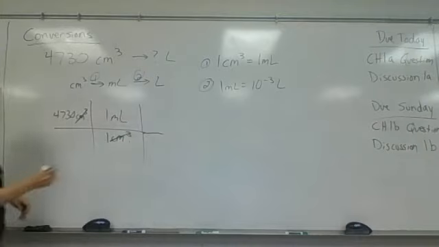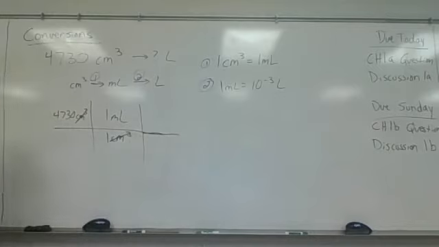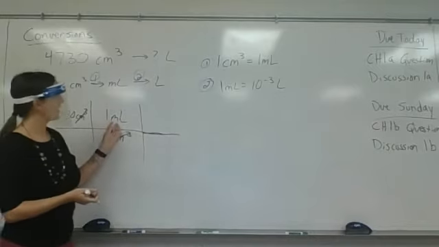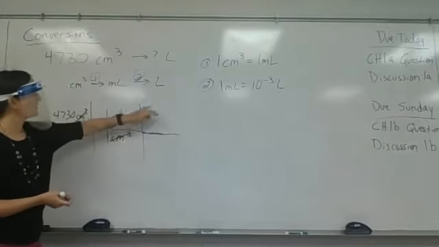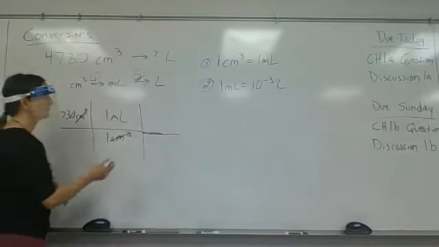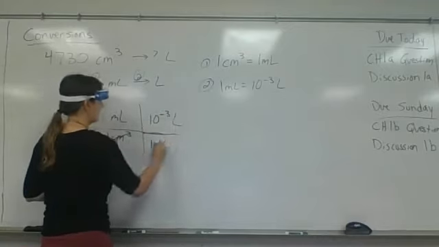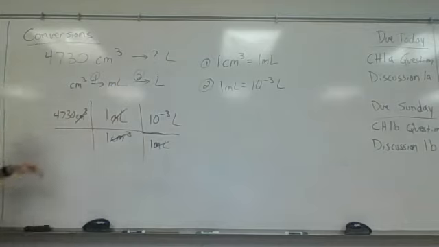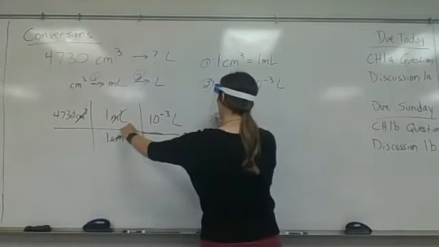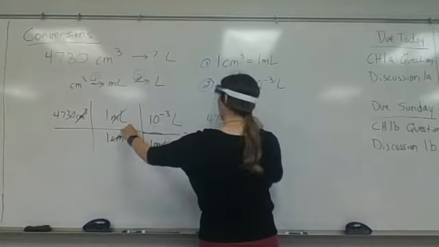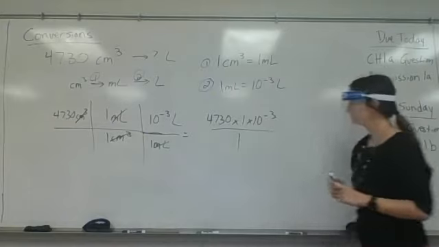The next conversion factor will change the magnitude of the answer, though. So for the second conversion factor, now that we're at milliliters, we can use this guy. We want milliliters on top or bottom? On the bottom, so it cancels, and 10 to the negative third will be on the top. So we're done. Now we can solve. We have 4730 times 1 times 10 to the negative third. All of that is over 1.